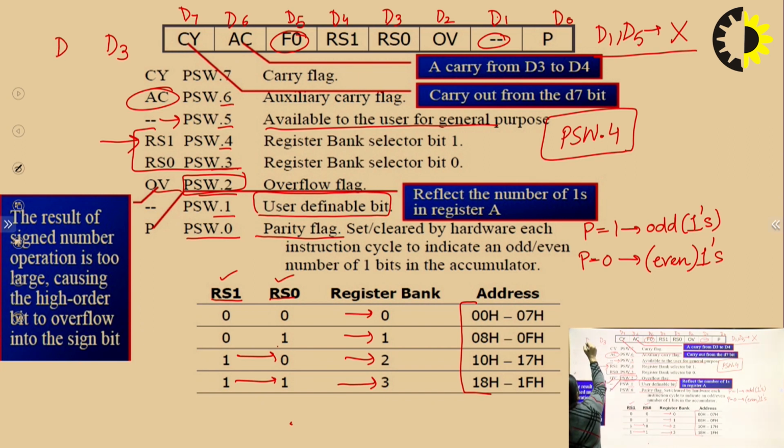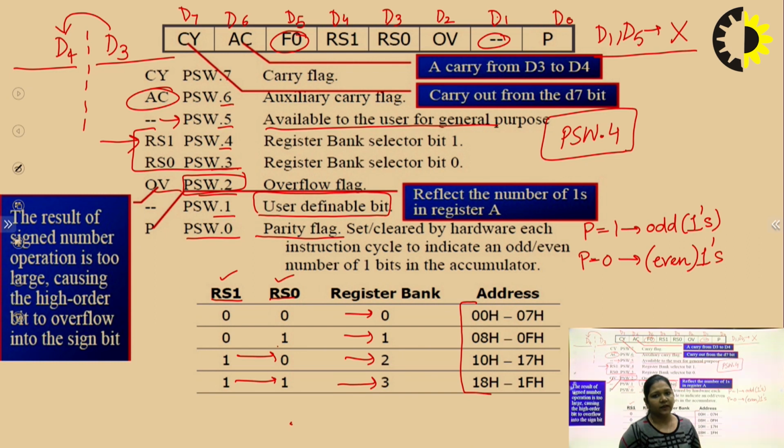So D3 and D4. When the carry is transferring from D3 to D4, that intermediate carry is known as the auxiliary carry flag. So if there is some carry in between, auxiliary carry flag will be 1. And if there is no carry, auxiliary carry flag will be 0. And simple carry flag is set when the result is having a carry. After 7th bit, there is an 8th bit. Or we can say after 8 bits, there is a 9th bit. After D7, there is D8. At that time, carry flag will be generated.